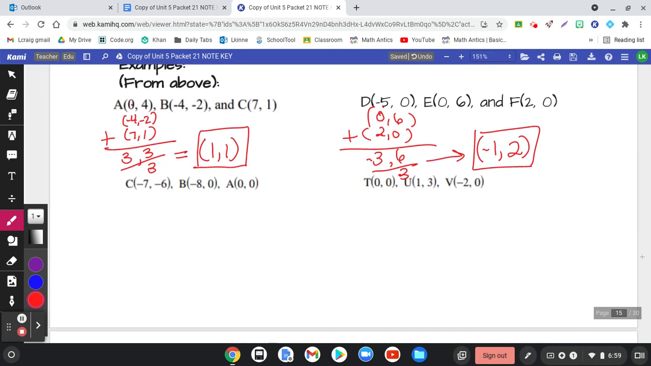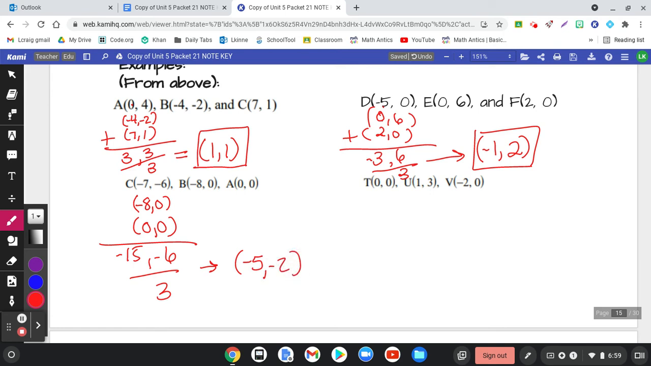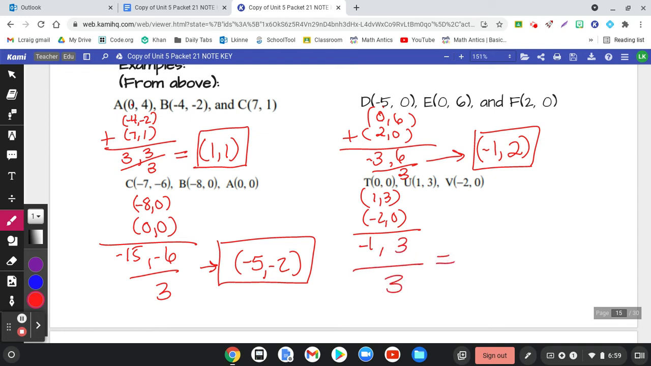All right, go ahead, try the next 2. Again, it helps to pause the video first, then start it to check your answer. All right, so negative 8, 0, 0, 0. Add them, so we have negative 15 and negative 6. Divide by 3. So you should have gotten negative 5, negative 2. And the last one, 0, 0, 1, 3, and negative 2, 0. Gives us negative 1 and 3. Divide both of those by 3, and we get negative 1/3 and 1. That would have been really tough to see on the graph.